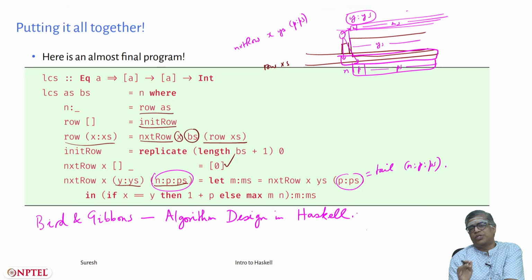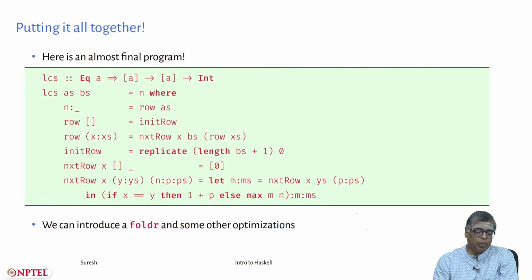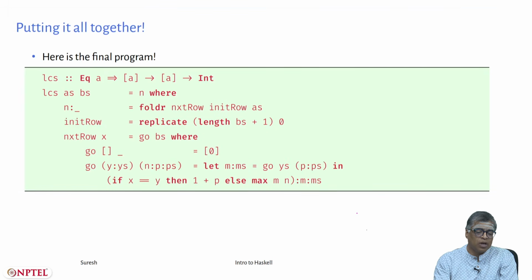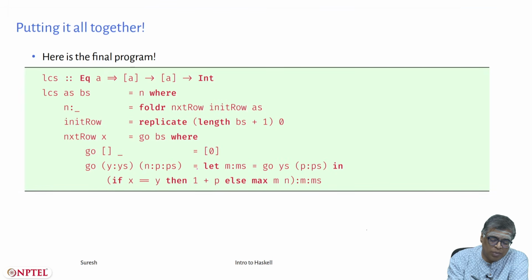This is a delightful book which tells you how to have very efficient algorithms in Haskell, just following basic Haskell programming, but using very smart ideas like this. Okay. So here is a version where we can actually introduce some foldr and some other optimizations and actually get a program that looks like this.